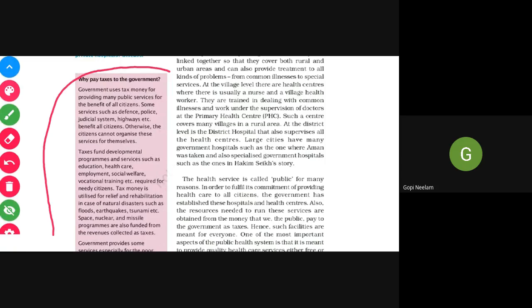Why pay taxes to the government? We already know that we pay taxes to the government. The question is why we have to pay tax.